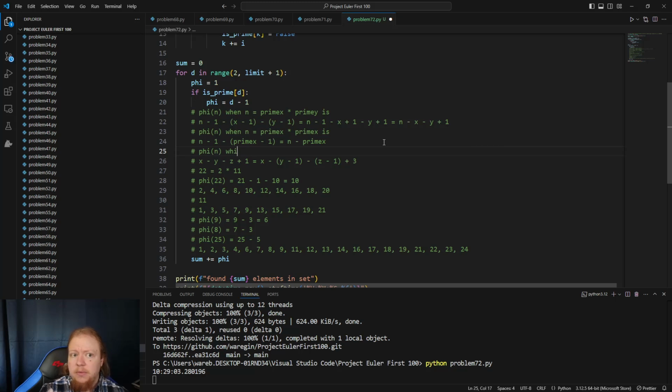Come on, computer. Okay, my keyboard is acting super, super slow.